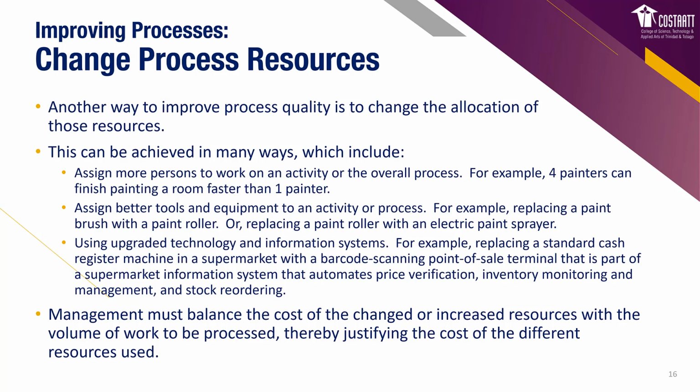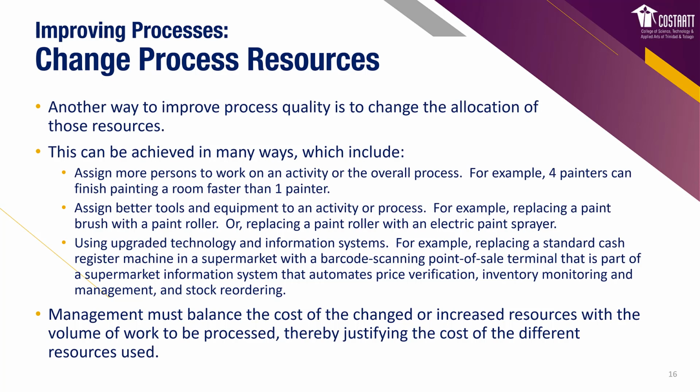All right, so yes, this is an example of better tools, but we're being very specific. We are upgrading technology because a cash register is technology, but we are upgrading that technology into something that is much better, something that is information systems connected. Management must balance the cost of the changed or increased resources because 4 painters are simply more expensive than 1 painter, right? So management must balance the cost of the changed or increased resources with the volume of work to be processed, thereby justifying the cost of the different resources used.